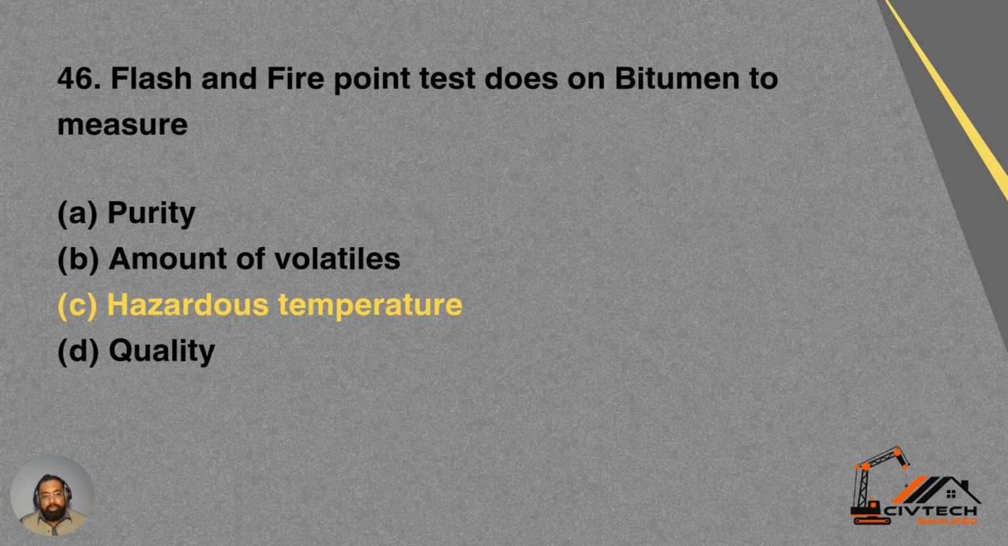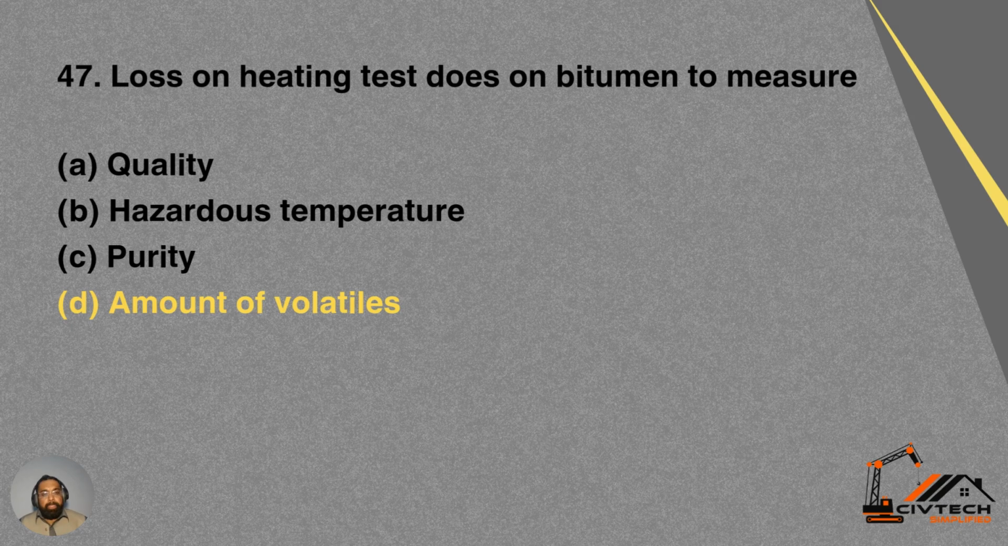46. Flash and fire point test is done on bitumen to measure. Why is the flash and fire point test done on bitumen? Option A, purity. Option B, amount of volatiles. Option C, hazardous temperature. Option D, quality. So flash and fire point test is done on bitumen to measure hazardous temperature.